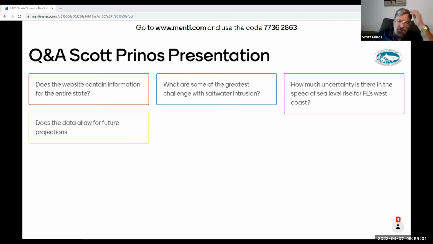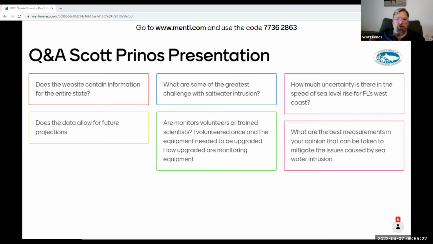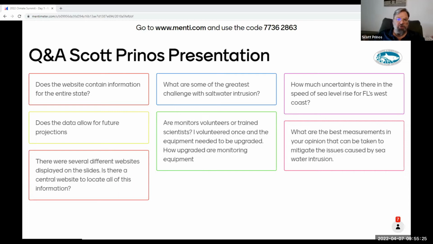Okay, the next question is, what are some of the greatest challenges with saltwater intrusion? Well, one of the greatest concerns that water managers have is how the saltwater intrusion is going to affect our well fields. And by mapping the saltwater intrusion, we're able to see how close it is to the well fields. And by looking at the differences in maps through time, we're able to see how quickly it's moving towards those well fields. And that allows water managers to begin to take actions to try to reduce the saltwater intrusion.